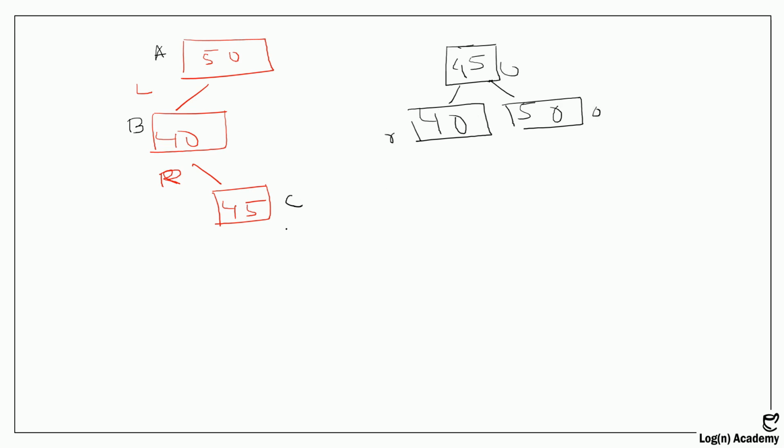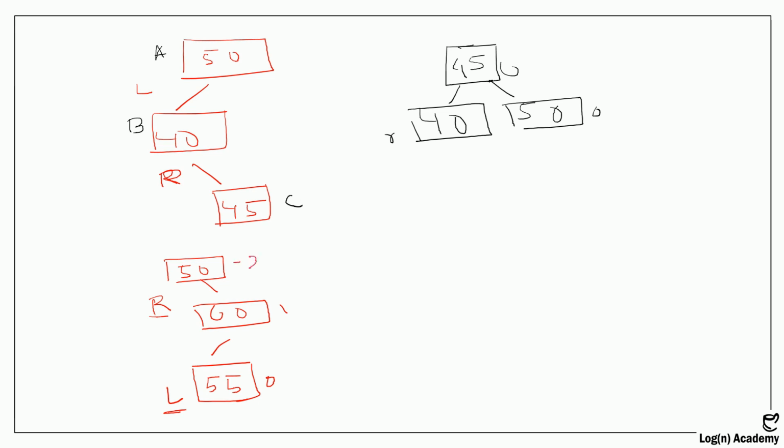And for the RL case, we have 60. Now we will insert something lesser, let's insert 55. Okay. So we have inserted a node on the left hand side of the right subtree, and the balance factor is 0 here, the balance factor is 1 here, and the balance factor is minus 2 here. Okay.